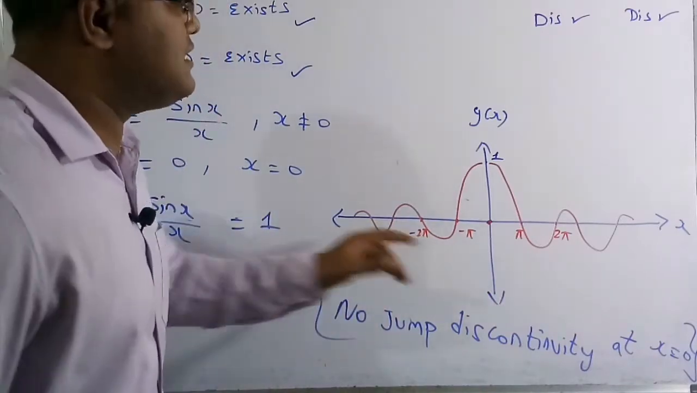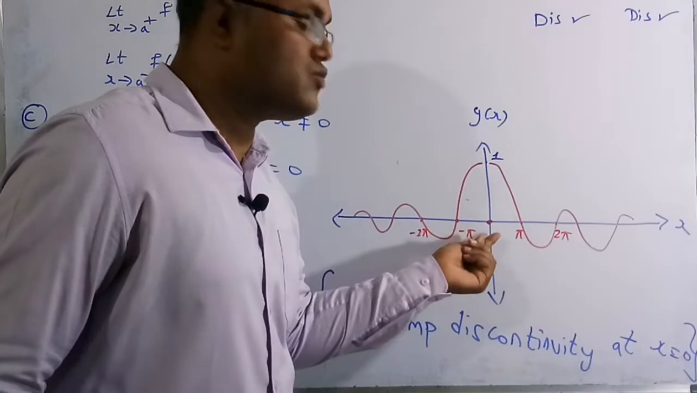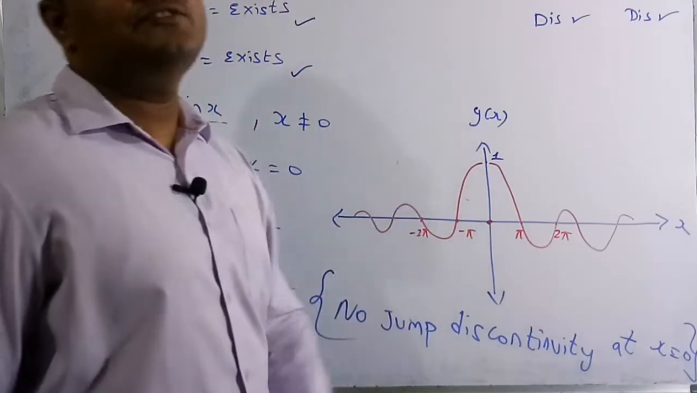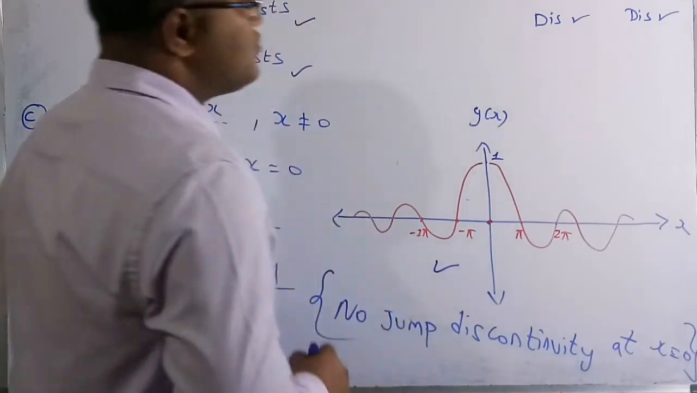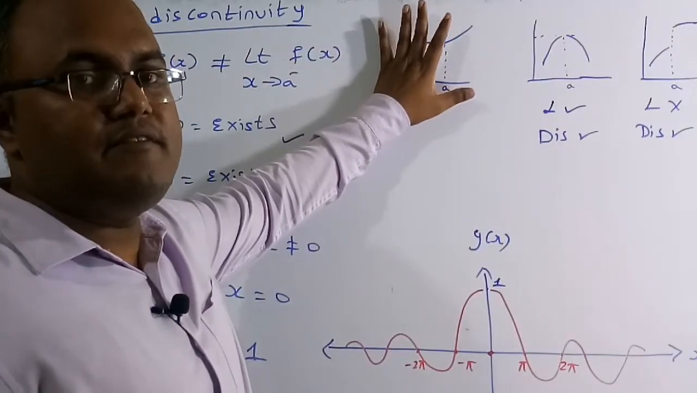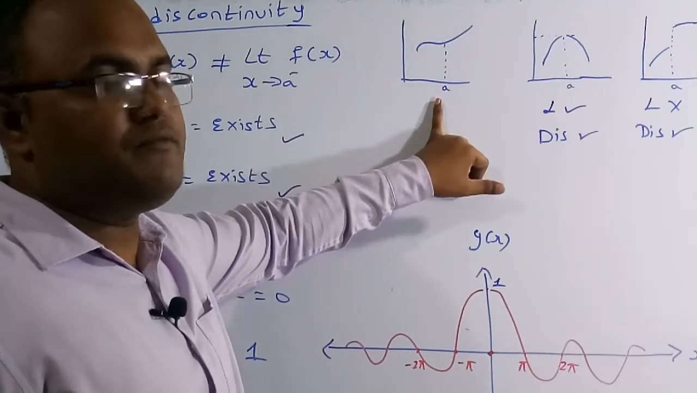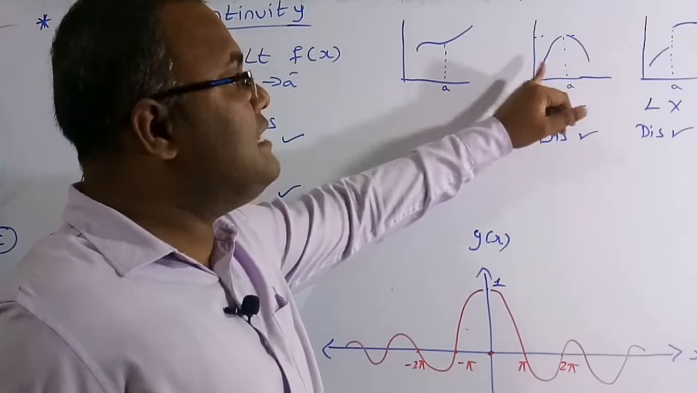So from this graph we can say that yes, the function is discontinuous at x equal to 0, but there is no jump discontinuity. So let me tell you again: this function is continuous at each and every point and the limit is also defined. But here the function is discontinuous, but the limit is defined.